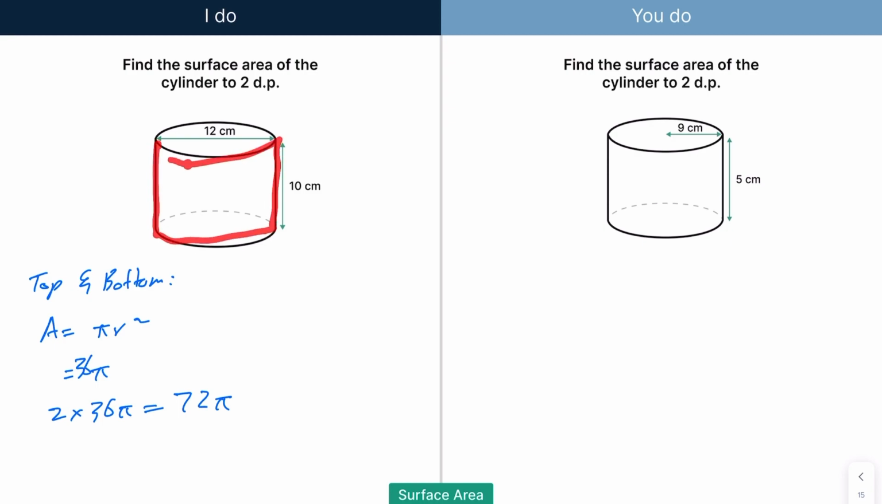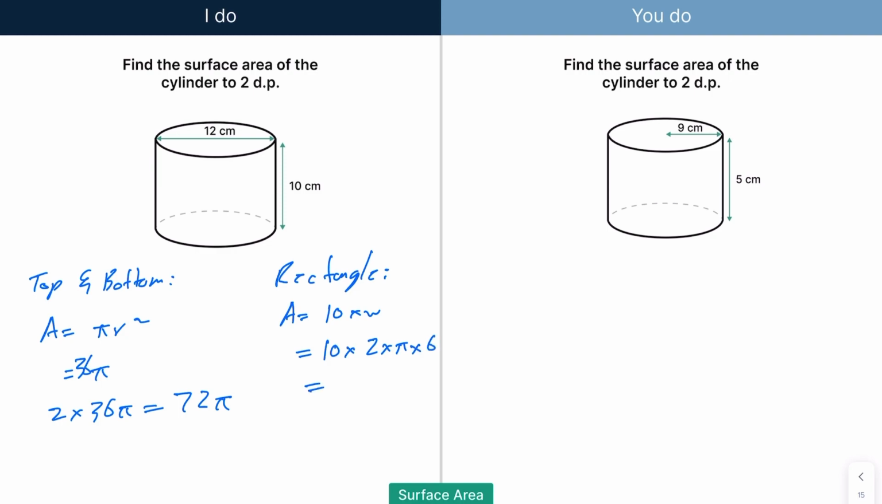So that is going to be the rectangle. So I can just call it the rectangle. And that is going to be 10. The area is going to be 10 times the width, which is the circumference, remember. So that's 10 times 2 times pi times the radius, which is 6. So if I do that now, that would be 12 times 10, which is 120 pi.